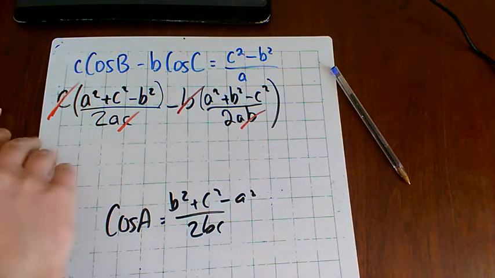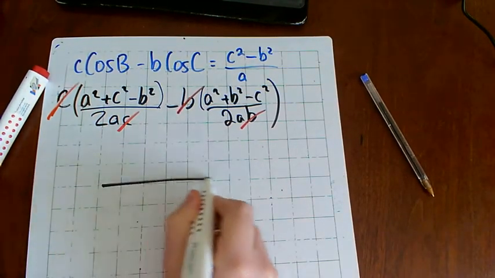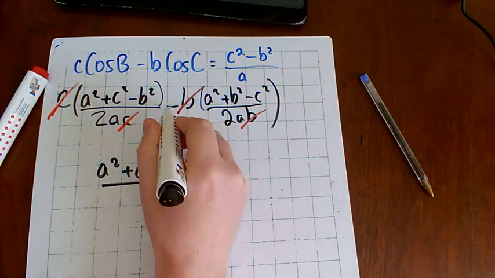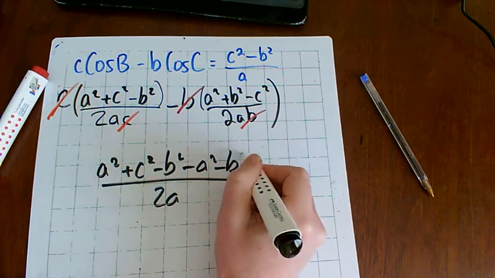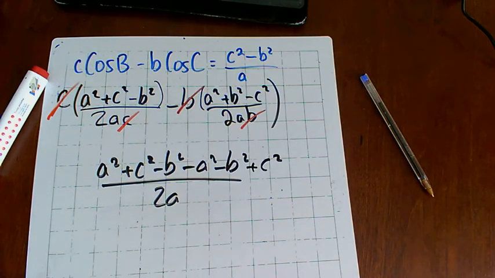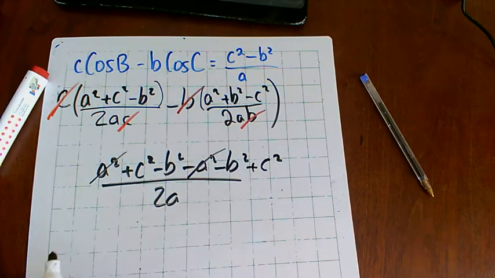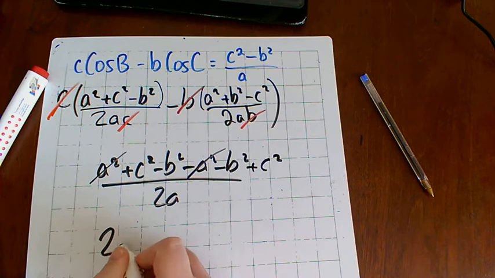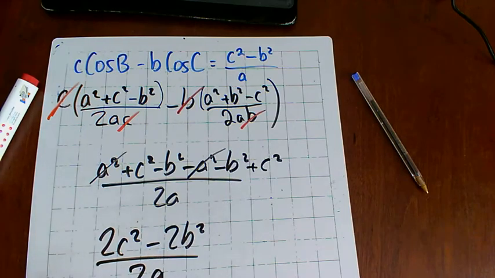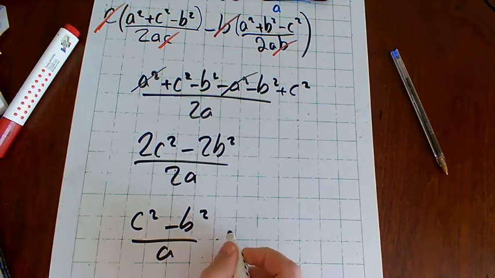And remember, this can all be put over 2a now, because by my rules of fractions, it's the same denominator, so this is all over 2a. So I have a squared plus c squared minus b squared minus a squared minus b squared plus c squared. The a squareds will cancel. a squared minus a squared is 0. I have 2c squared minus 2b squared all over 2a, and we can divide everything by 2, and we end up with c squared minus b squared all over a, and that is equal to the right hand side.